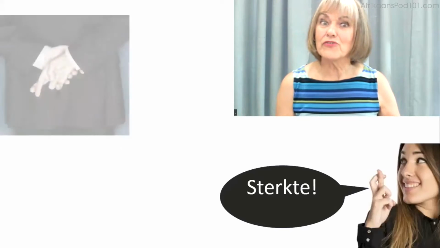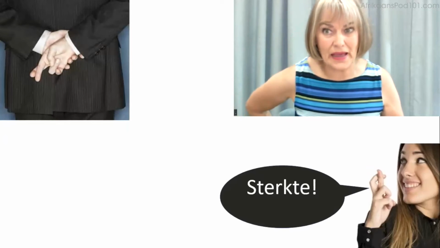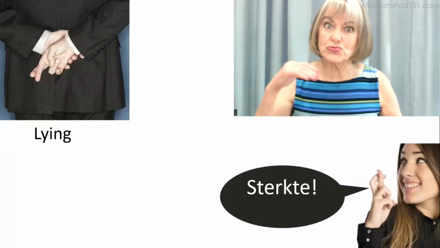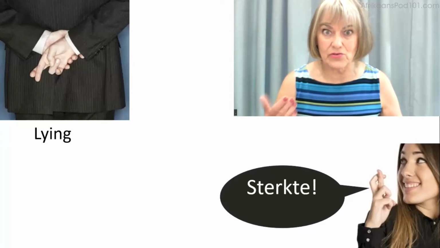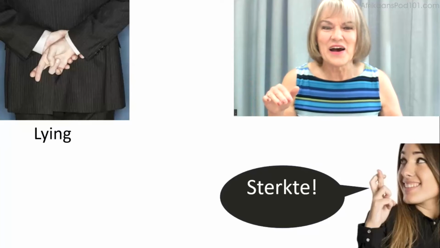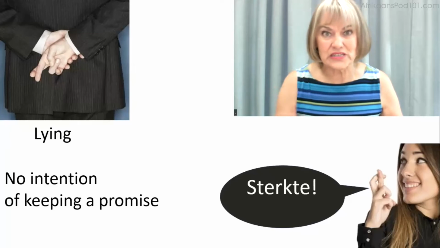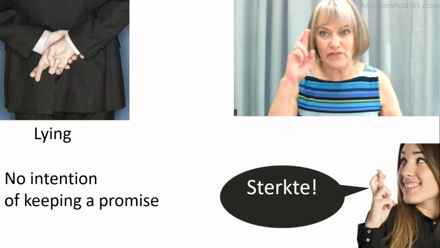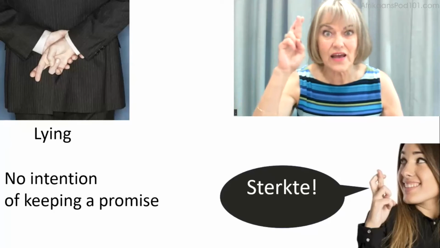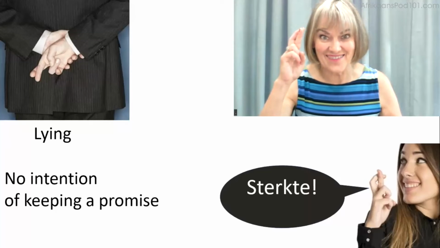Now, if you have the same hand gesture behind your back, it would mean that you are trying to cover up the sin of lying. You're trying to cancel it out, which of course it doesn't. It really won't do. Or you're making a promise that you have no intention of keeping. That is if you have your fingers crossed behind your back, which is different from having this in front of your face and saying to somebody, sterkte.